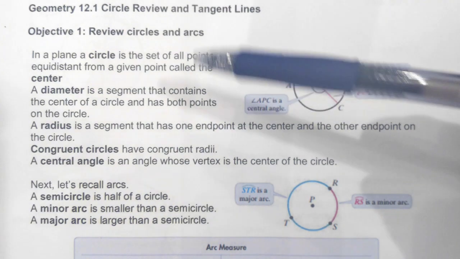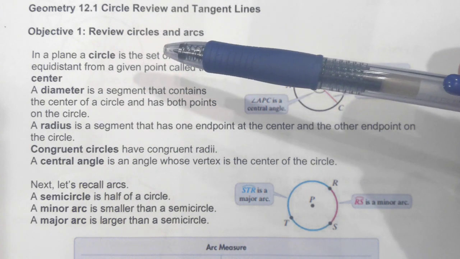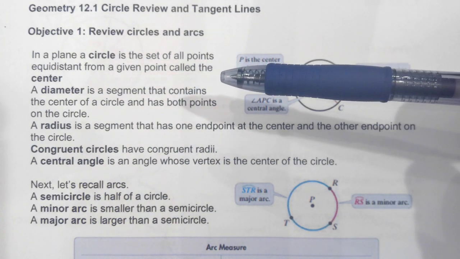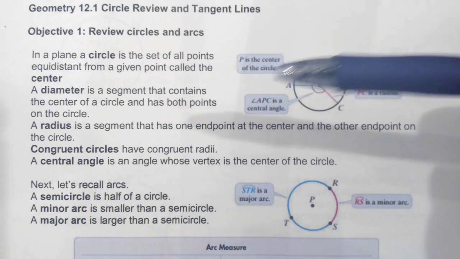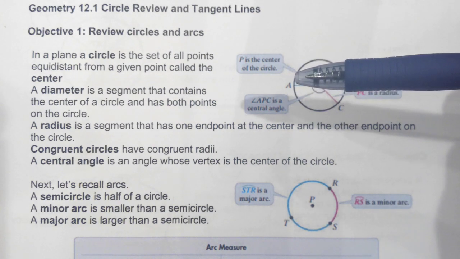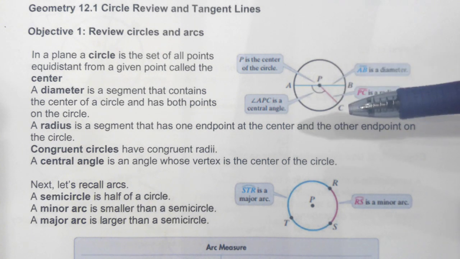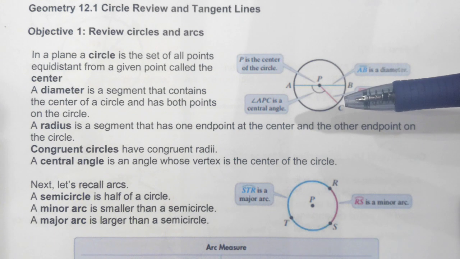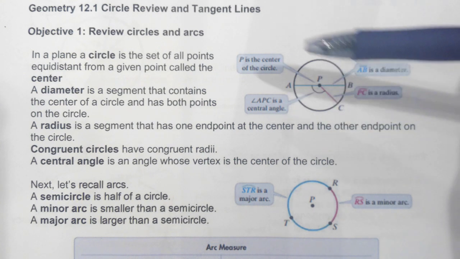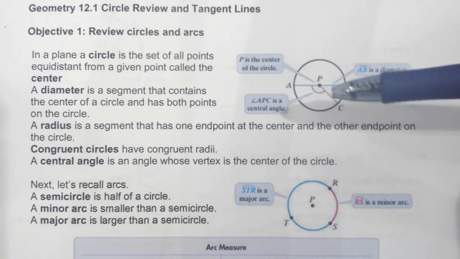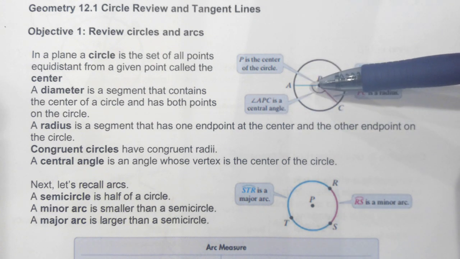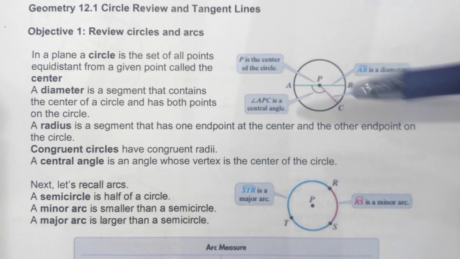Remember, the definition of a circle is, in a plane, the set of all points equidistant from a given point called the center. The diameter goes from edge to edge through the center. A radius goes from center to edge. Congruent circles would have a congruent radius or radii. A central angle is an angle that goes from side of the circle to vertex to side of the circle. A circle is named by its center point, so this would be circle P.